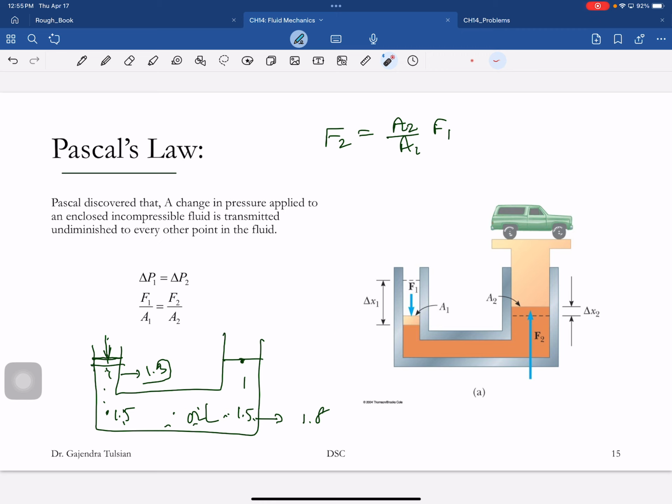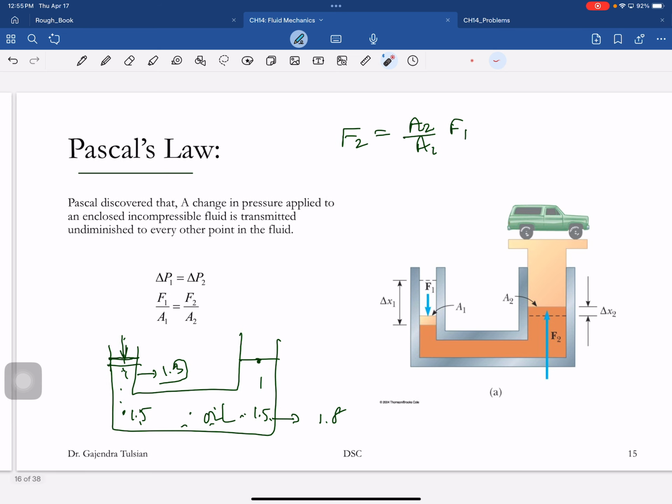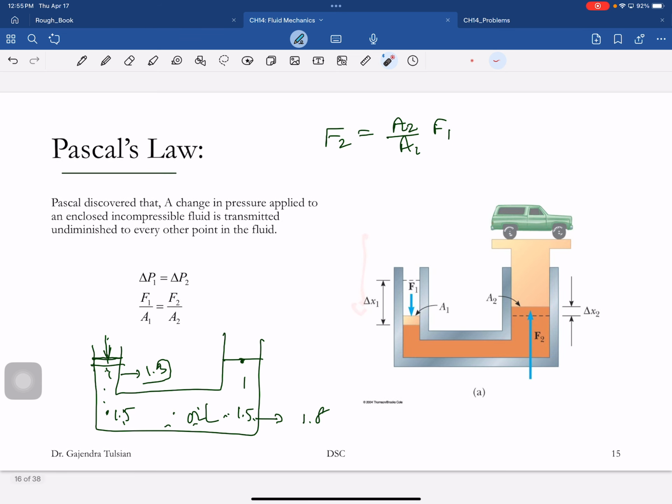Input work is equal to output work. So if the input force is 100 times less than the output force, then the output distance is 100 times less than the input. So work in equals work out. Input force times input distance is equal to output force times output distance.